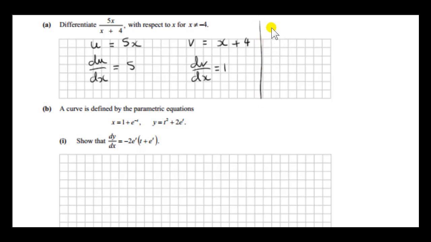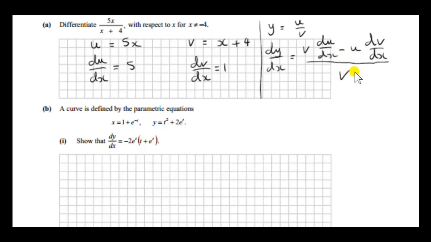Alright, so if we call this thing y, so we have y equals u over v, then dy dx, where u and v are functions of x of course, is v times du dx minus u times dv dx, all divided by v squared. Okay, so we multiply v by du dx and we subtract off the product of u and dv dx, and we divide the whole lot by v squared.